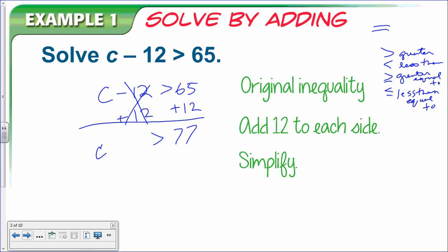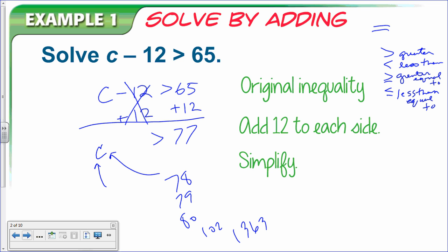Okay, now what does inequalities mean? How many solutions will I have here? How many numbers can I put in for C that are going to make this a true statement? You sure? Yeah. Can I put 77? Is 77 greater than 77? No, 77 is equal to 77. Okay? What about 78? What about 79? Can I put those numbers in for C? What about 80? What about 102? What about 1,363?